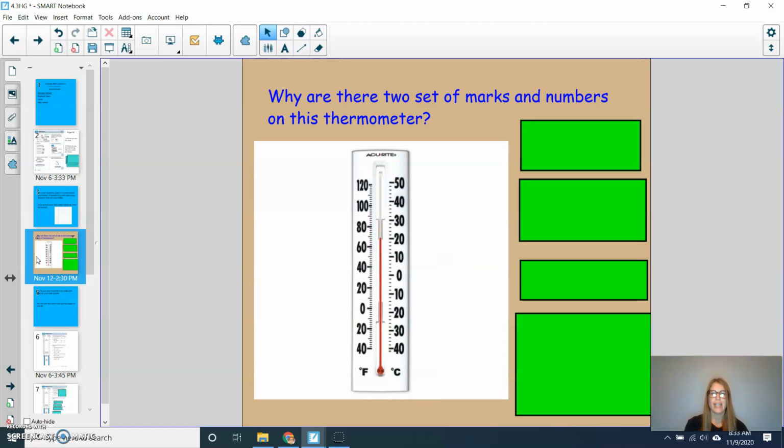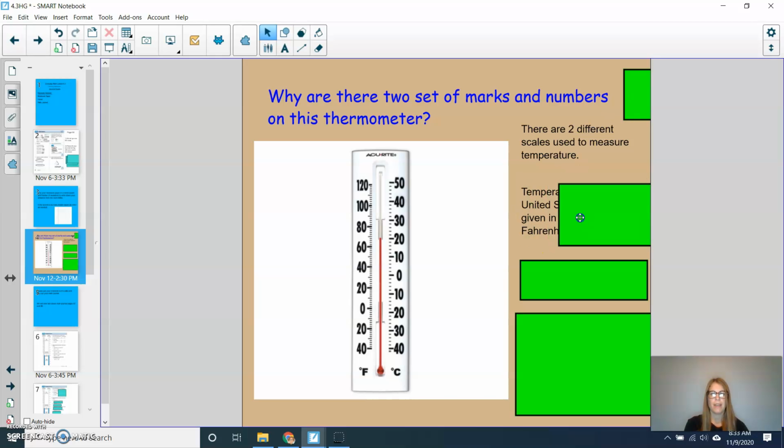So boys and girls, today we're going to take a look at a thermometer. And notice how there are two sets of marks on my thermometer. There are numbers going up on this side and numbers going up on this side. Do you know why? So there are two different scales used to measure temperature. In the United States, we are usually using degrees Fahrenheit. We're usually using this side when we're talking about measuring.